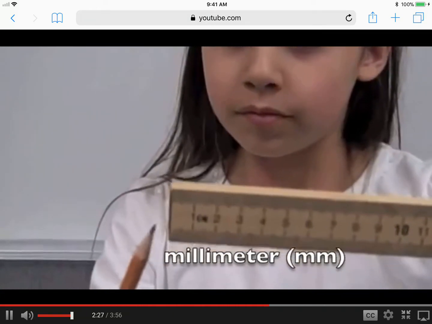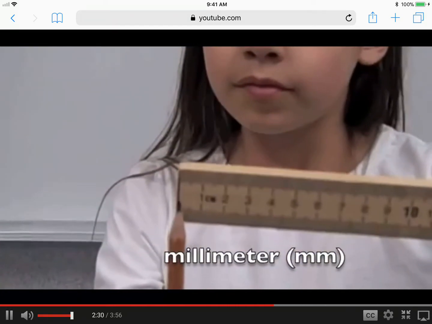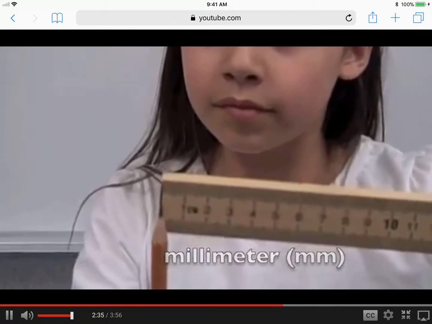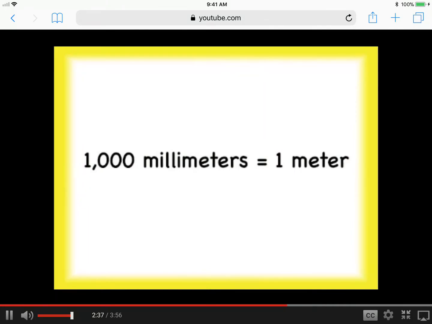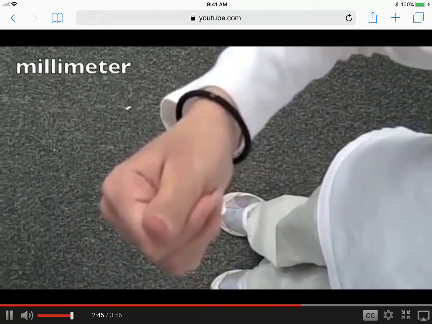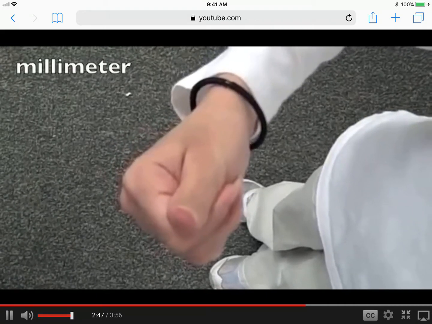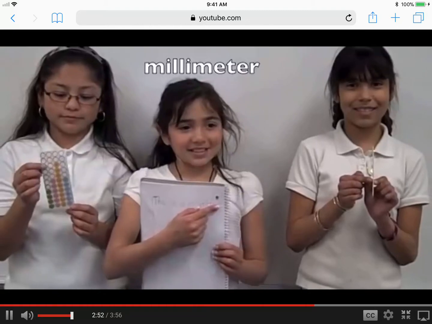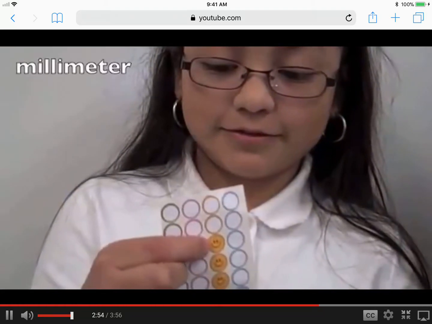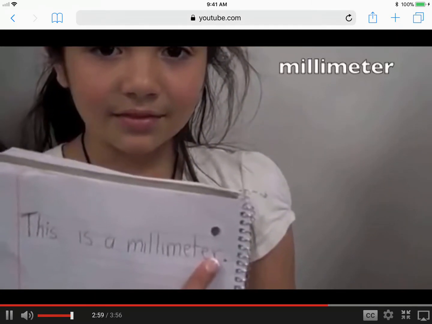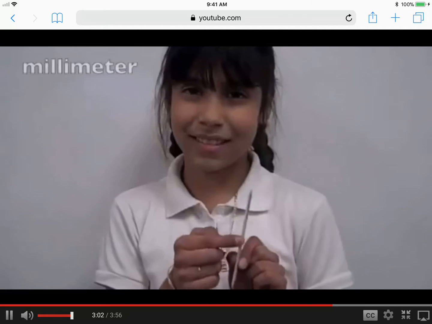Sometimes you may need to measure something very small, like the thickness of the lead on your pencil. If you divide a meter into 1,000 pieces, you get a millimeter. That means there are 1,000 millimeters in 1 meter. Look at the tip of your fingernail. The tip of your fingernail is about 1 millimeter thick. Here are some of the things we found that are about 1 millimeter. The eye of a small smiley face sticker, the period at the end of a sentence, and the thickness of a popsicle stick.